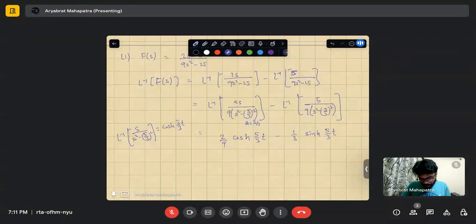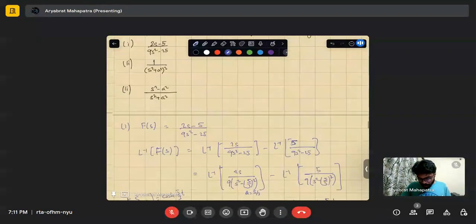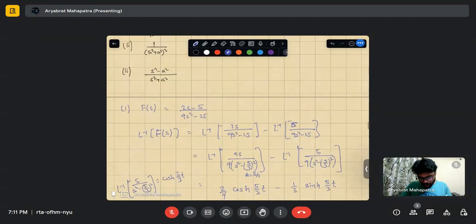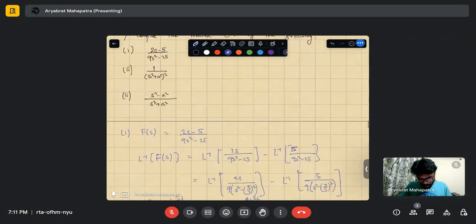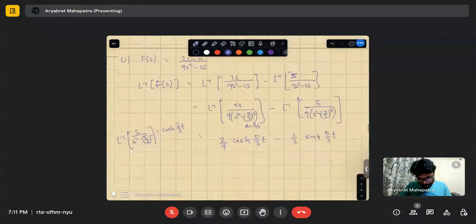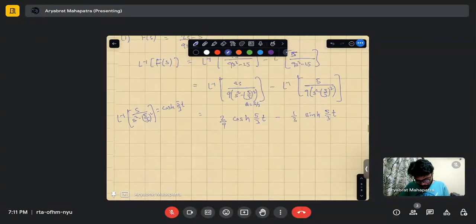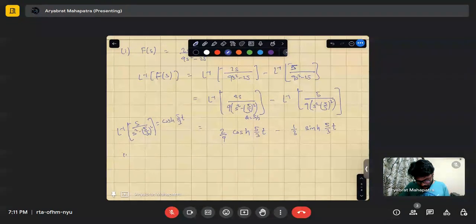So yeah, so this will be your result. Then similarly, you can do it for the second one. So the second one, you have s over (s squared plus a squared) squared.